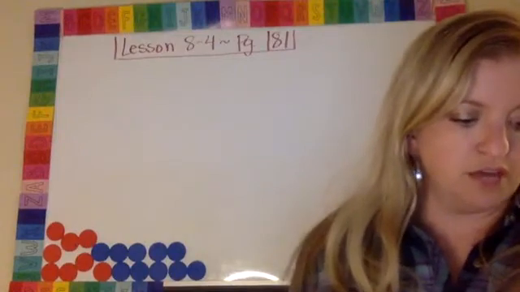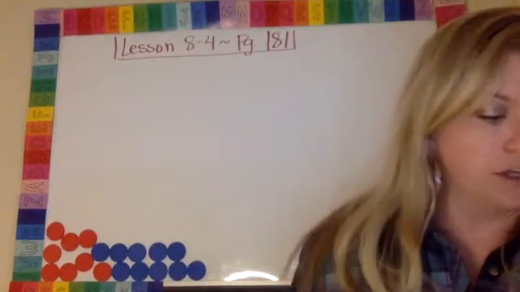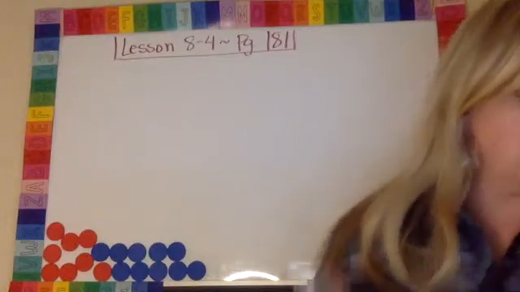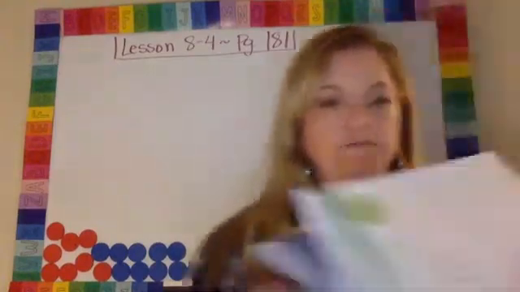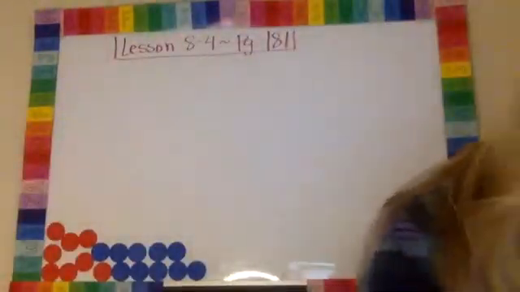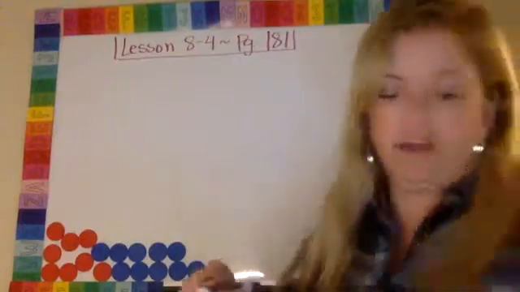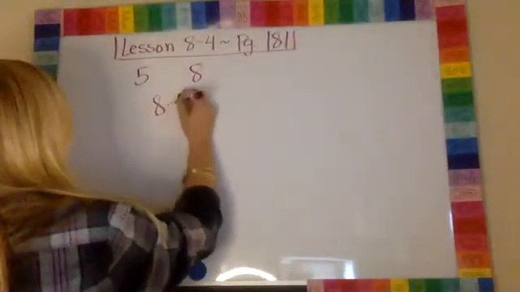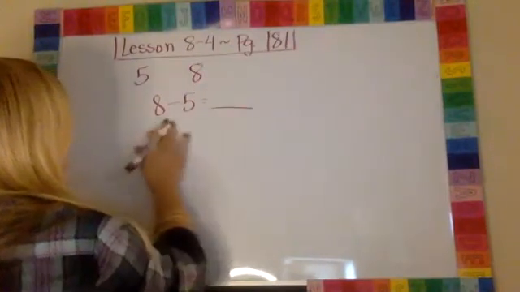Page 183 and page 184 are the same thing. We're just going to keep going. So number 1 on page 183, under here, it says Anna eats 5 berries. Mario eats 8. 8 minus 5. The biggest number comes first.